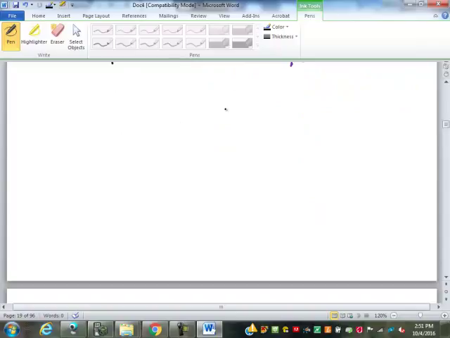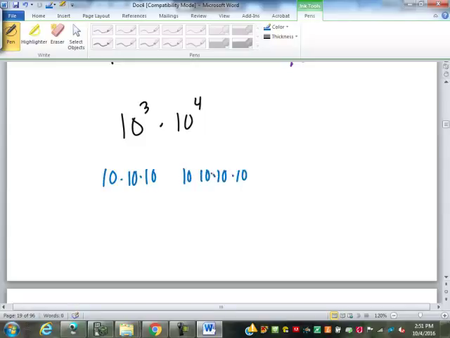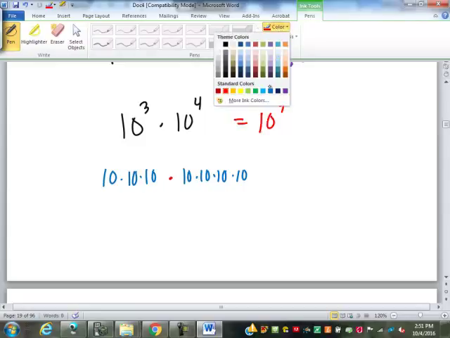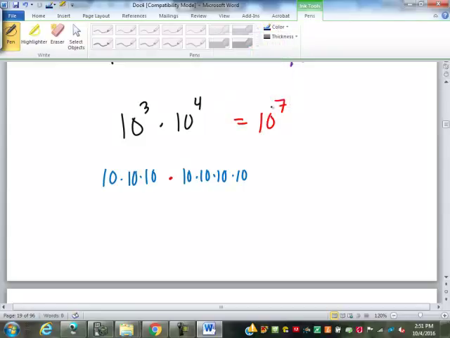So what about 10 to the third times 10 to the fourth? Well, 10 to the third is 3 tens. 10 to the fourth is 4 tens. If I multiply those all together, how many tens do I have multiplied together right now? 7. So it's 10 to the 7th. Some of you probably already see the shortcut there. What is it? Yeah, 3 plus 4.